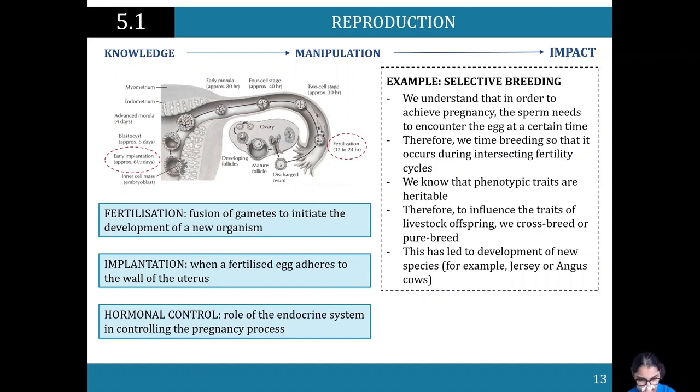So what we do is that we know that in order for pregnancy to occur, the sperm needs to encounter the egg at a certain time. And in order to achieve that, we time breeding so that it occurs during the intersecting fertility cycles. And we do that because we know that the phenotypic traits, for example, of two different organisms are heritable, so they will be passed on to the offspring.